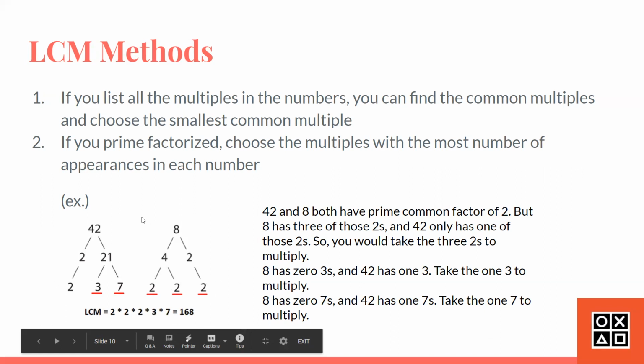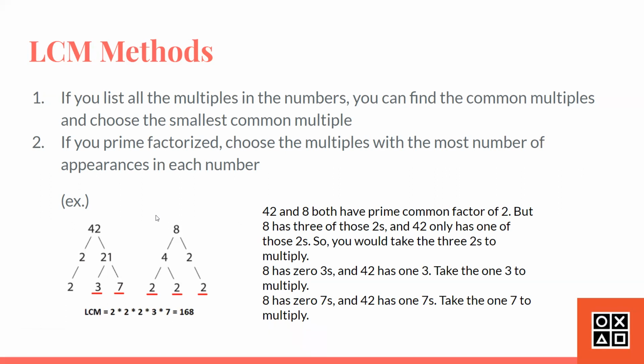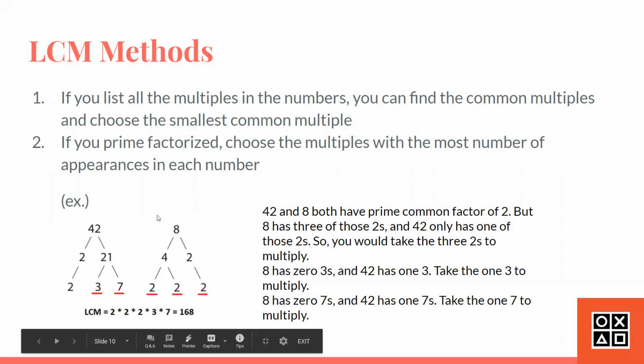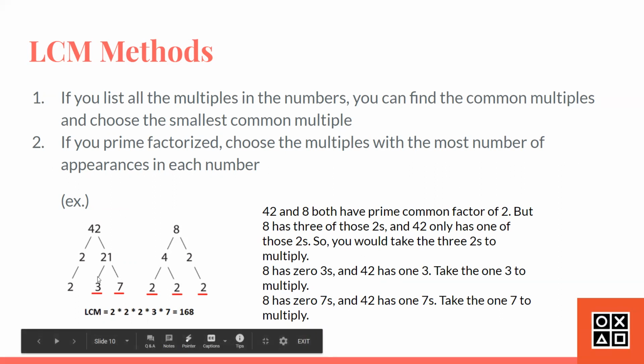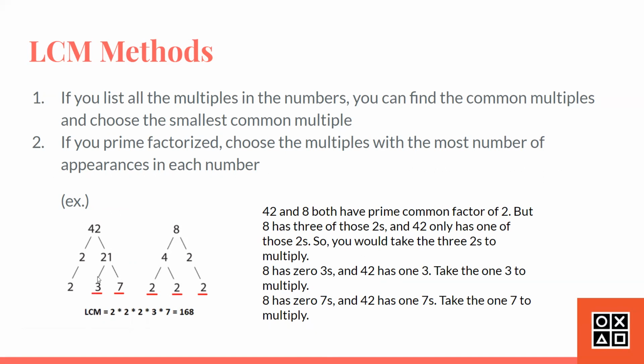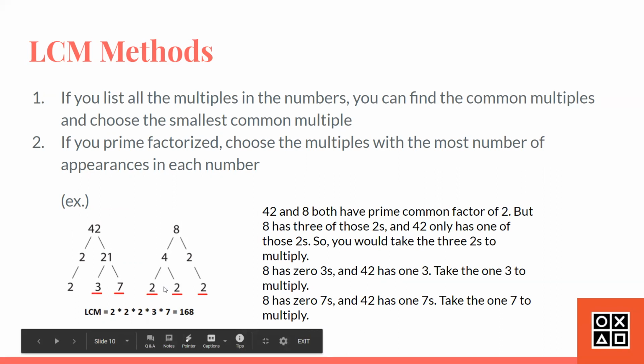So the lowest common multiple of 42 and 8 is 168. The reason we only use these 2s is that we're taking the most appearances of that number. There are three 2s in 8, but only one 2 in 42, so we use 8's 2s instead of 42's 2s. However, if there's only one appearance of a number, we use that because it's the only one there is. So we use 3 times 7 times 2 times 2 times 2, which is 168.